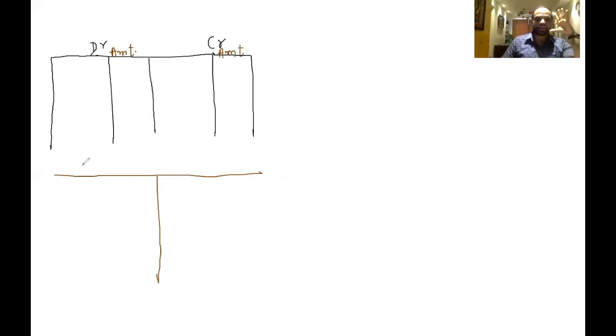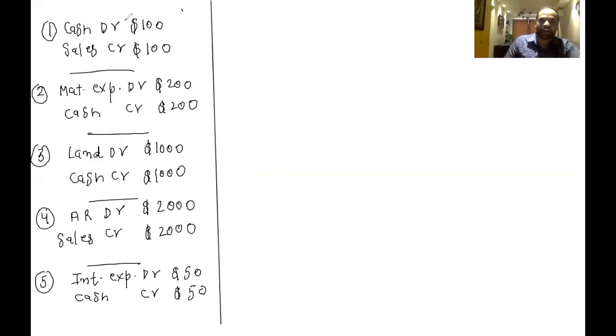So always remember, left hand side is debit, and right hand side is credit. So debit side, credit side, right? This is the basic thing you need to know about T accounts. Now you have to transfer the journal entries into T accounts. So you have to prepare the T accounts first, right?